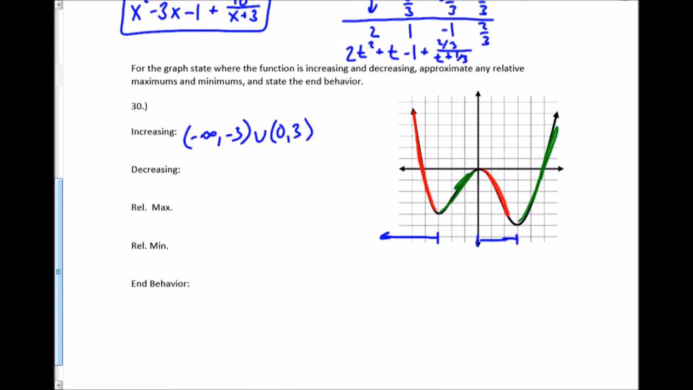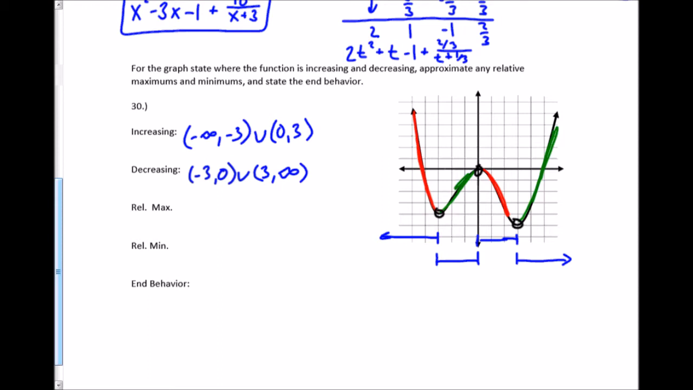And then from here to here, it was increasing. So from negative 3 to 0, it was increasing. And then from here on up, from 3 to infinity, it was increasing. This is interval notation. Remember, the parentheses mean that those values are not included. They're not included because these values are local maximums and minimums. They're turning points. Infinity can never be included.